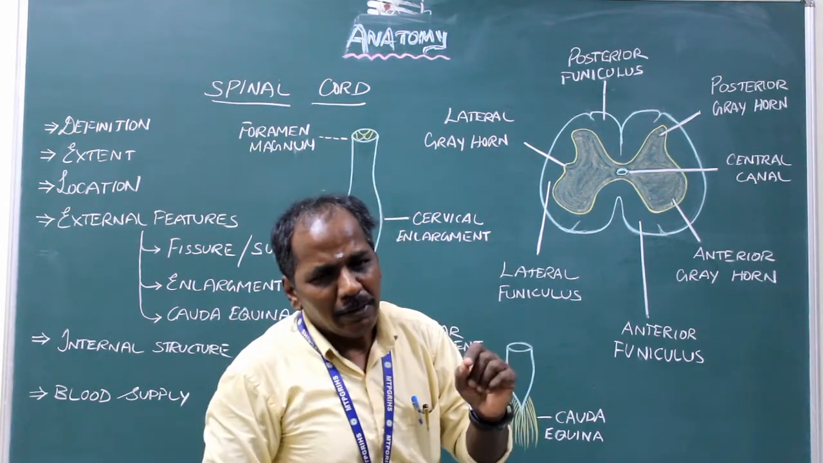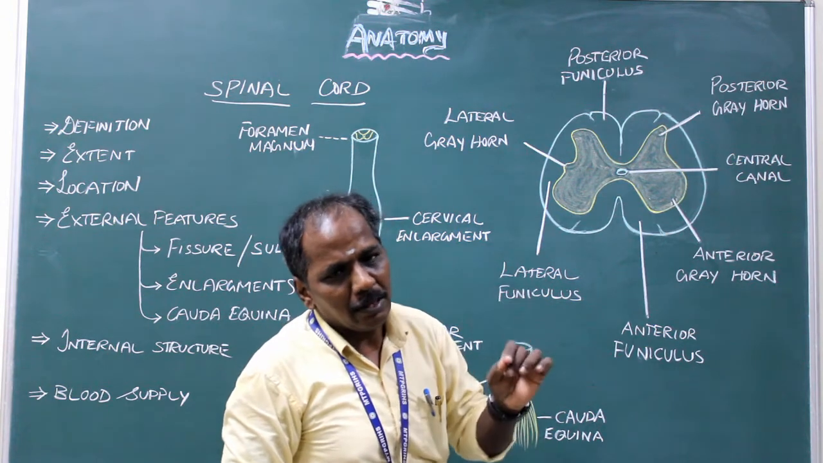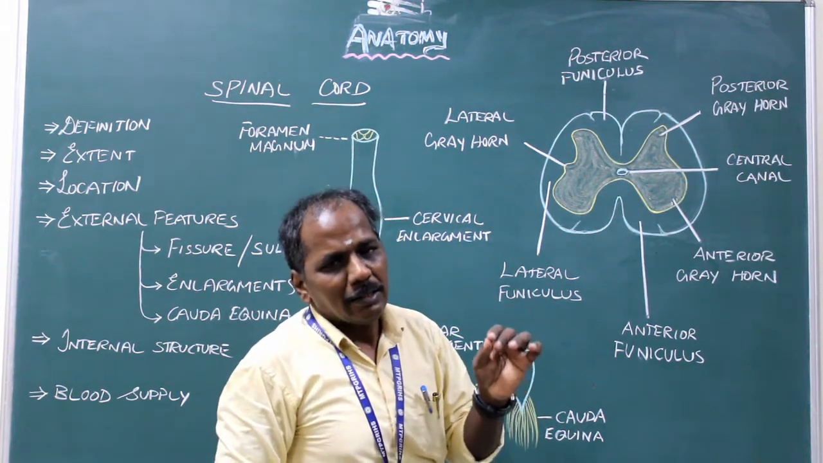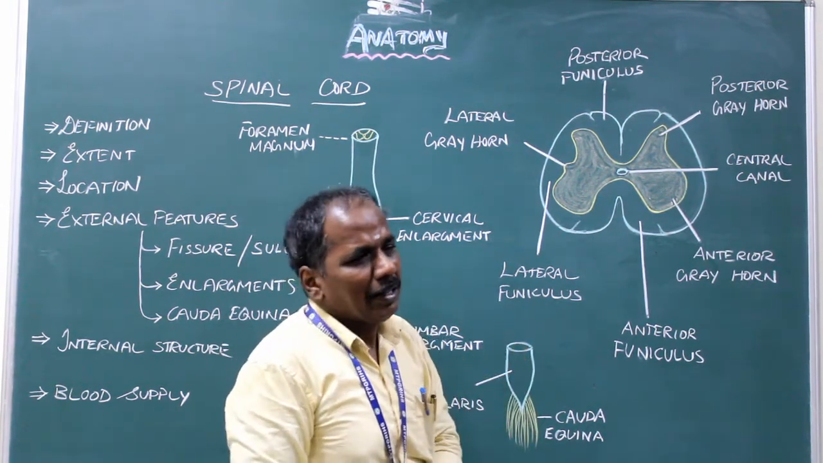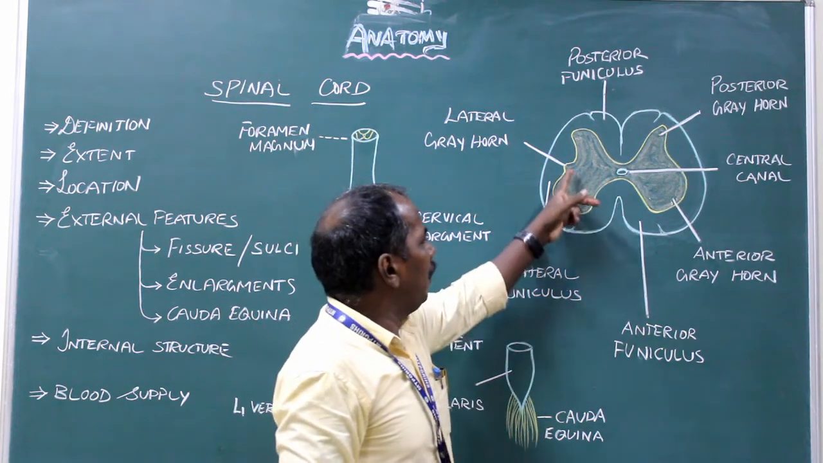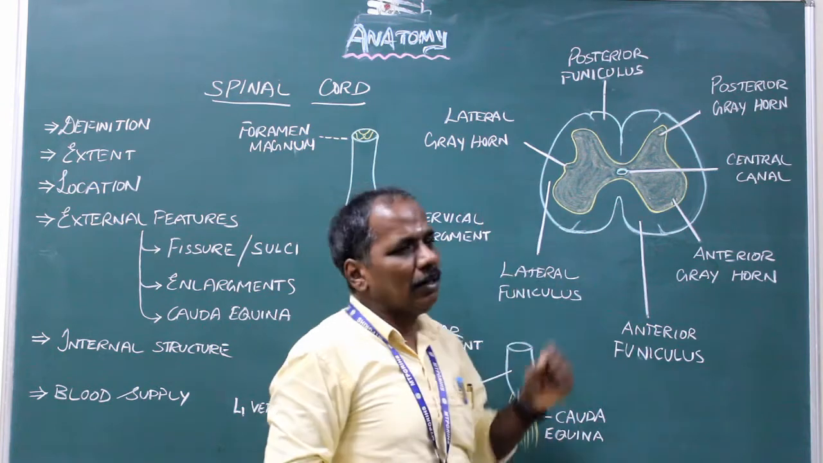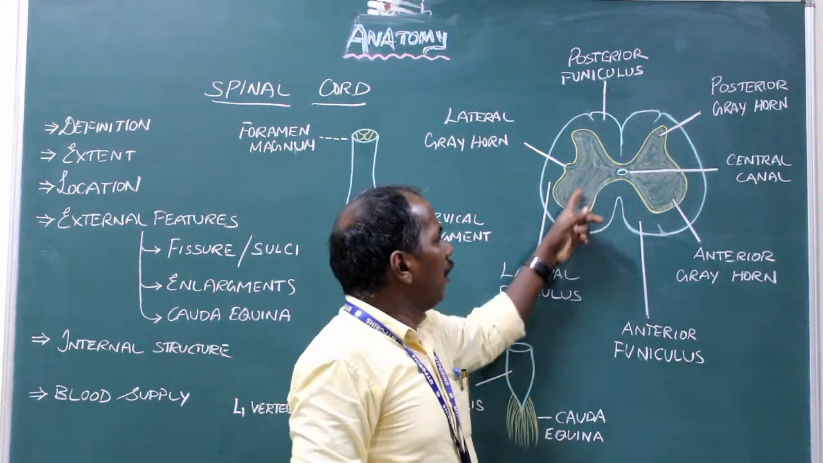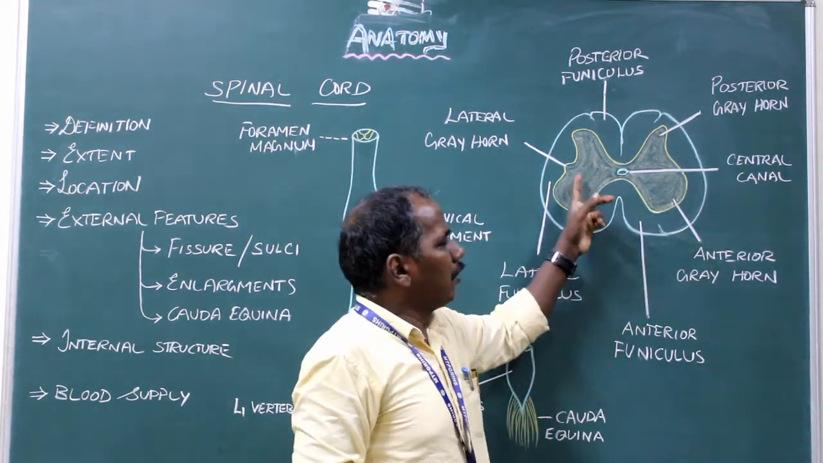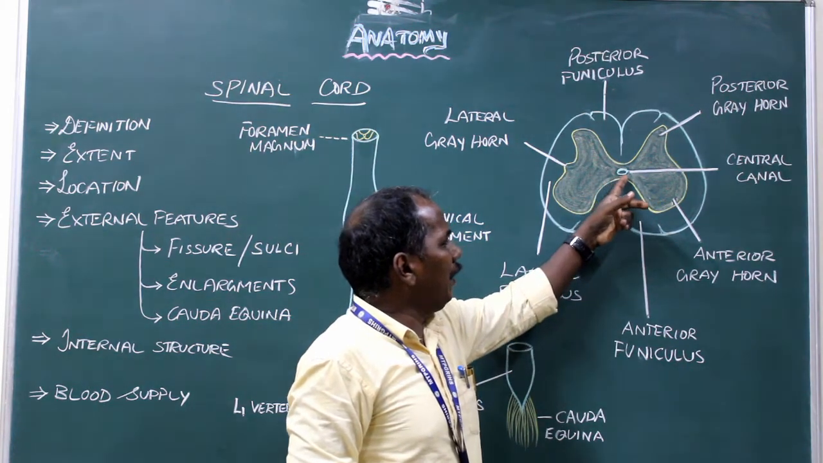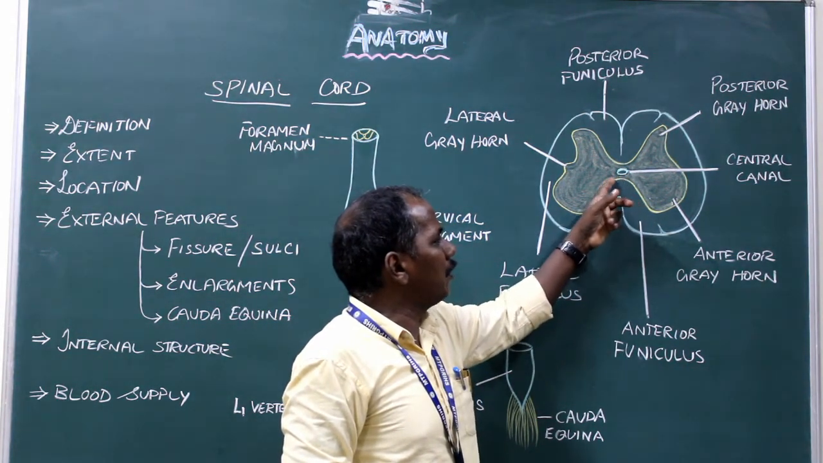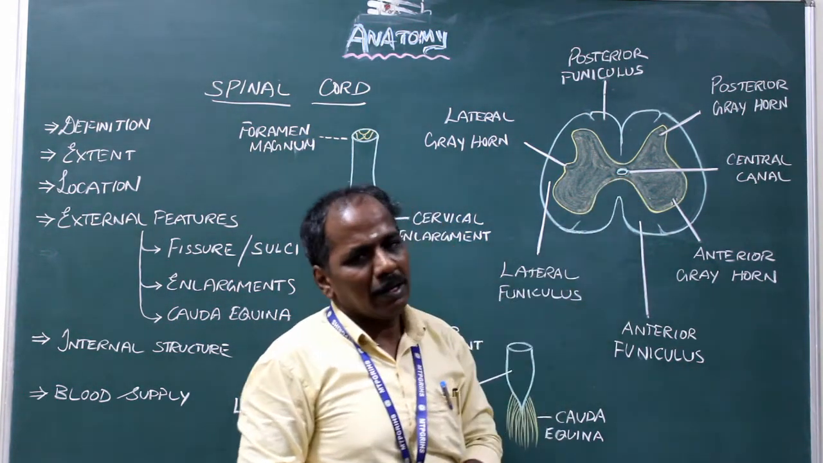In the T1 to L1 segments of the spinal cord, and in the sacral segments, there is a lateral extension in the grey matter known as lateral grey horn. The two grey columns are connected in the midline by anterior grey commissure. This area is known as anterior grey commissure.